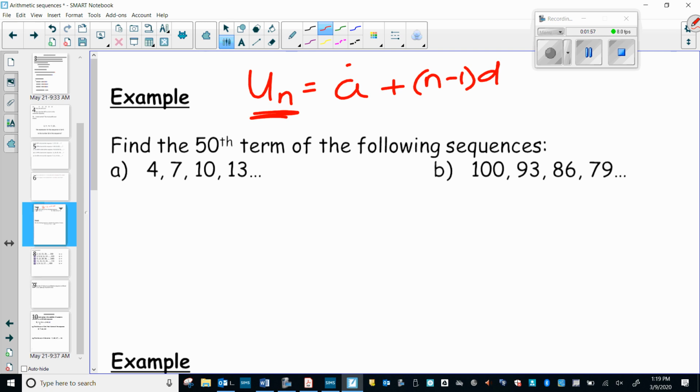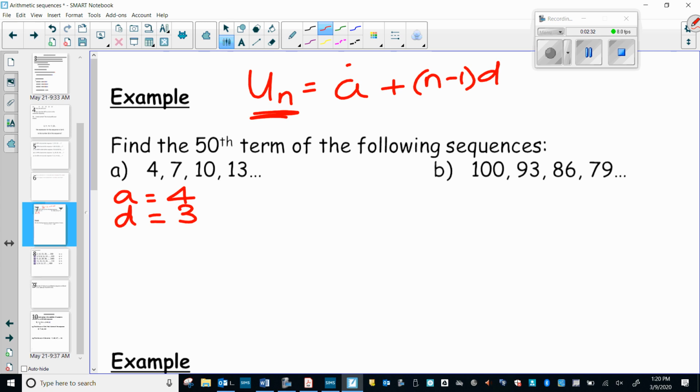So we want to find the 50th term for these sequences. Well, we need to know a little bit more information. Can we establish the value of A for this sequence? Please tell me yes. What is it? 4. Okay, good. Can we establish D? How do you do that? Subtract one term from another. Yes, it doesn't matter which one you subtract as long as you're subtracting a prior one from the one after it. So second term take away first, third take away second, etc. So D in this case would be 3.